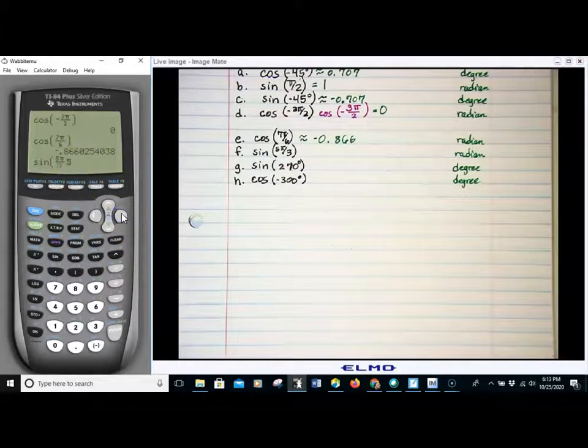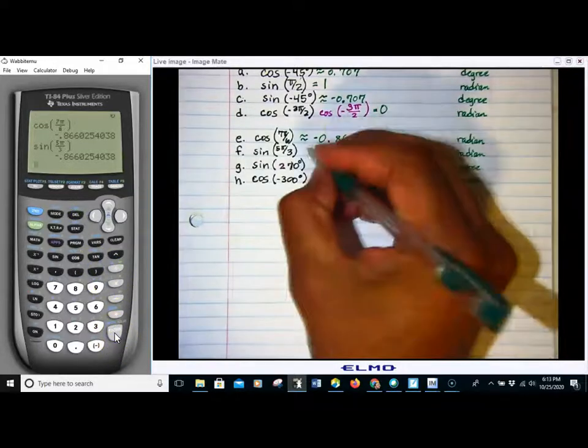Go over. Got that part. There we go. No, that's not what I need. That one. There we go. We get that, so it's the same number.